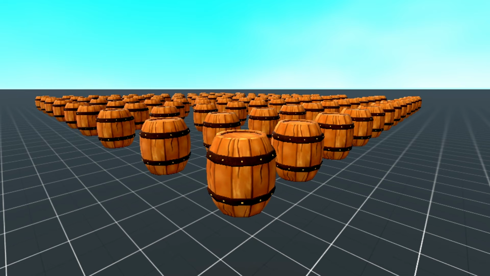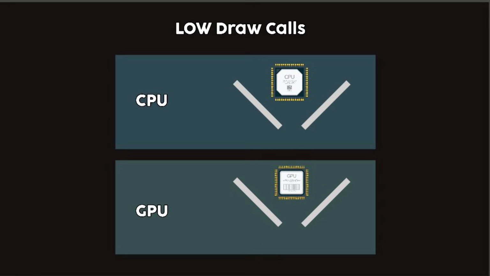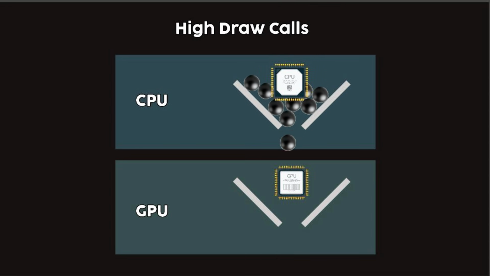The main problem here is not the size of the meshes, but the number of meshes. Each call has to be processed by the CPU before being sent to the GPU. Imagine it like a funnel. If we only have a few draw calls, they zip through the funnel instantly. But if we have too many, the CPU takes far too long to process them. This is what's causing the low FPS.